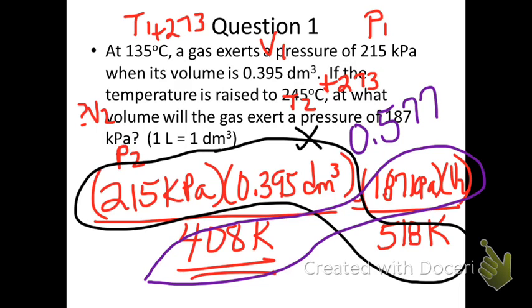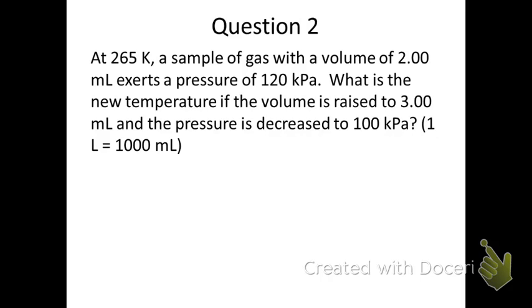And then in terms of units, you're going to cross out kPa, cross out Kelvin, so the unit left over is dm3, which is our volume, which is what they asked me to find, so that makes sense. Let's look at question 2. Pause the video and label the pressures and volumes and temperatures for the numbers and unknown in question 2.